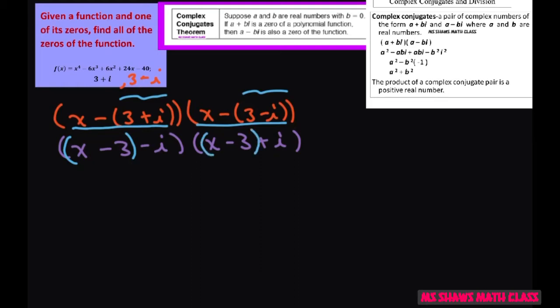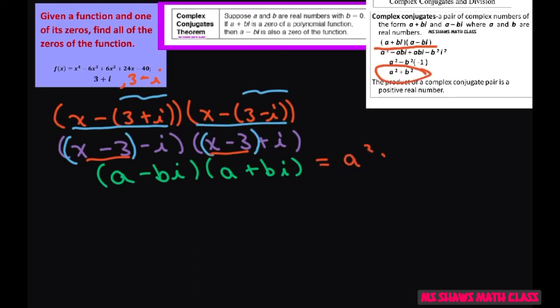All right. The reason I did that is because now I have this form a minus bi times a plus bi. Because these two are the same, and these two are the same. It follows this form right here. And this equals a squared plus b squared. In our case, our a is x minus 3, and our b equals 1. Because you can put a 1 there if you want.